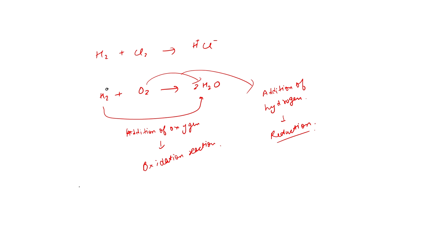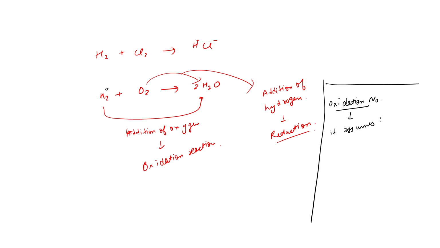What is oxidation number? Oxidation number is a more practical way of assigning these charges to covalent compounds, so that we can know whether the molecule is getting oxidized or reduced. Oxidation number assumes that there has been a complete electron transfer.